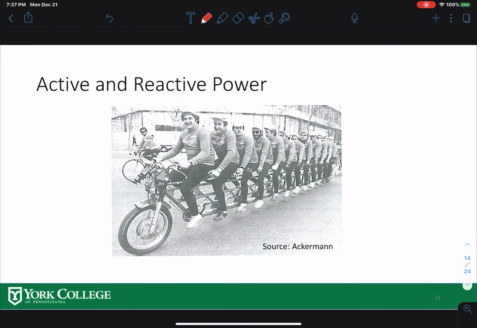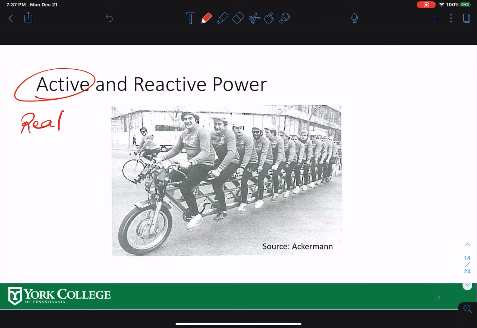So let's talk about real power and reactive power. Real power is also called active power. Real power is the power you basically consume in the load. What is reactive power? Reactive power happens because of imbalance in the system.